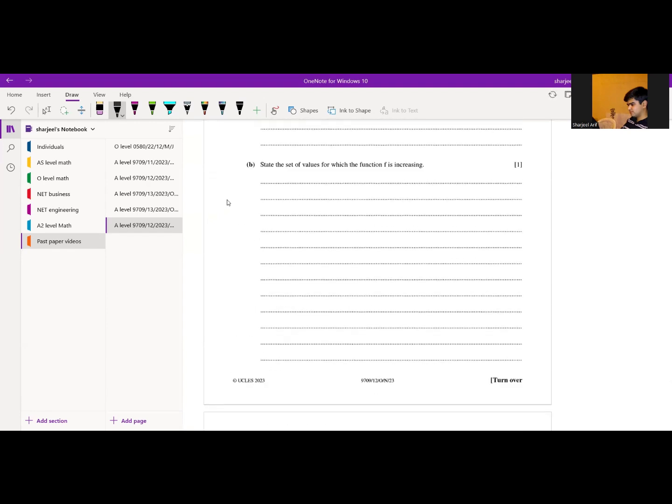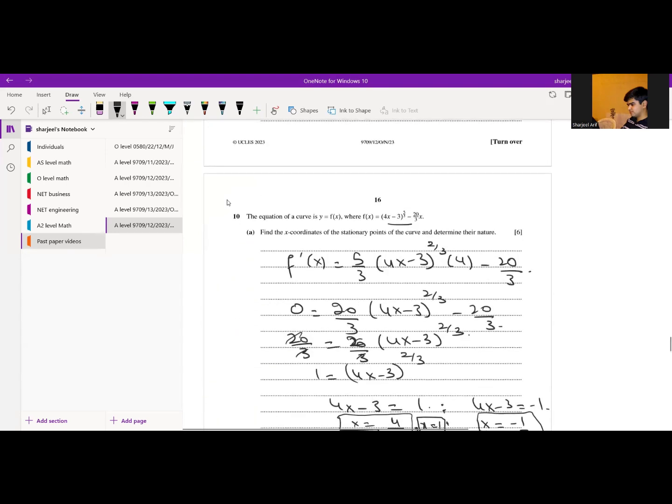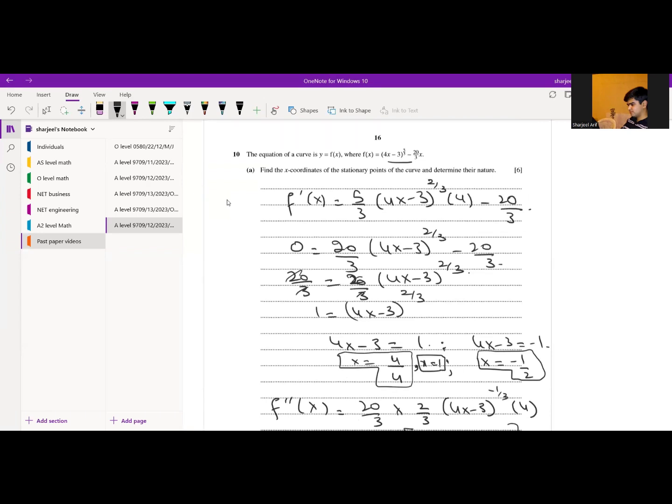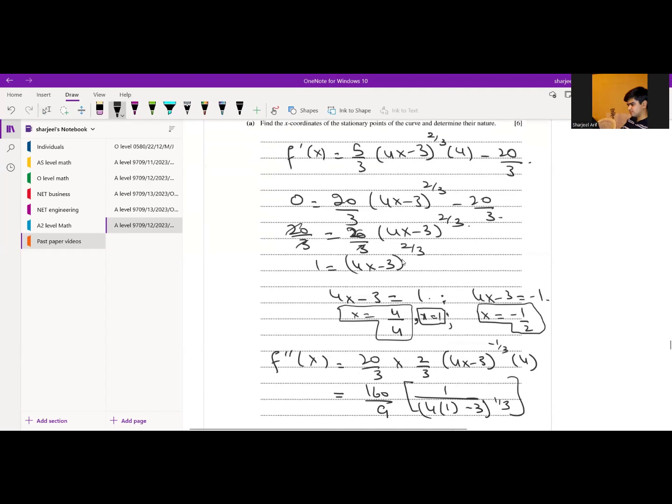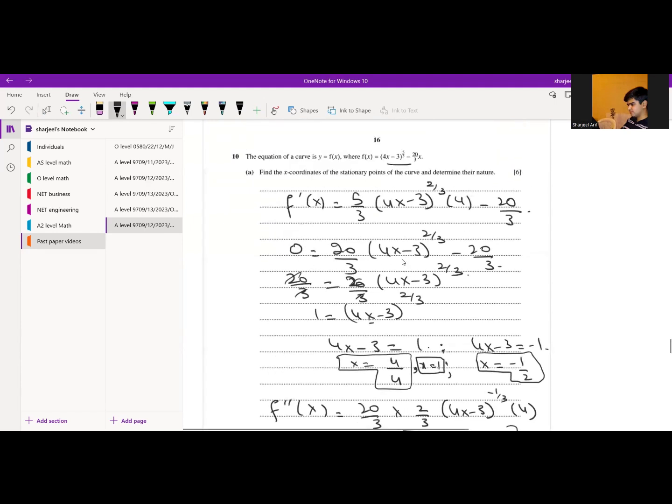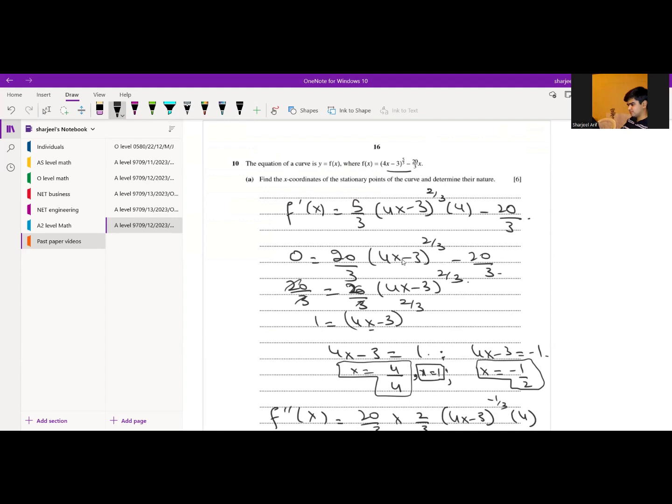Now for part B, we have to find a set of values for which the function is increasing. For that, we have to look at the first derivative and check whether we get a positive value when x is equal to 1 and when x is equal to minus 1. So we substitute x equal to 1 in this equation to check whether it is increasing or decreasing. If we substitute 1 here, we will get a negative answer. Okay, these are stationary points.